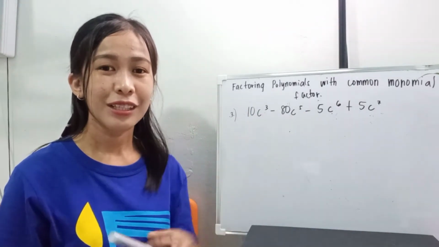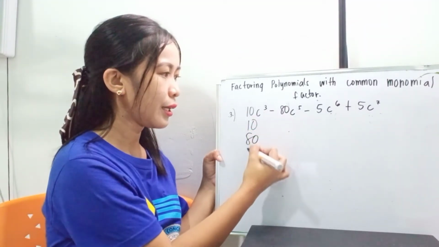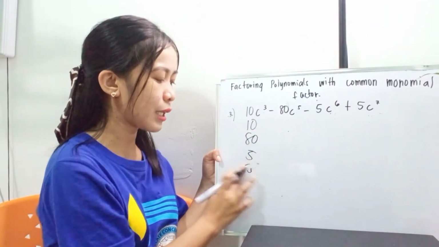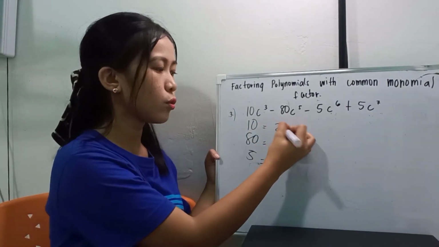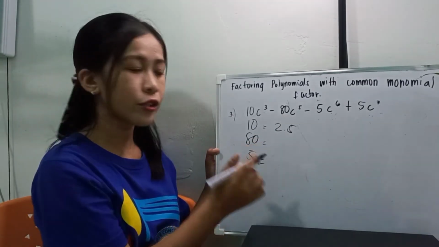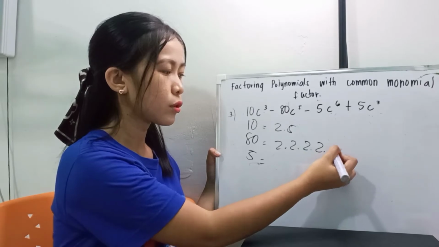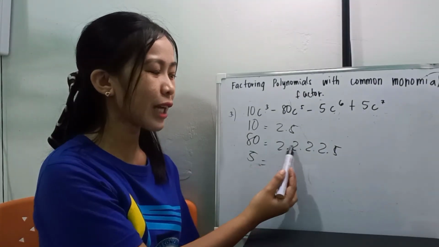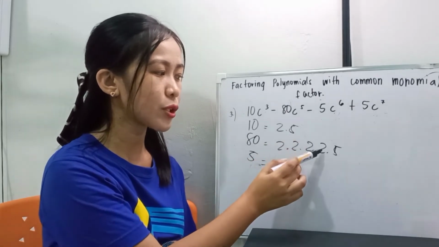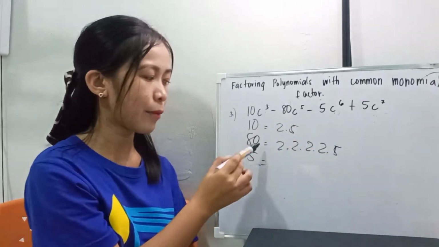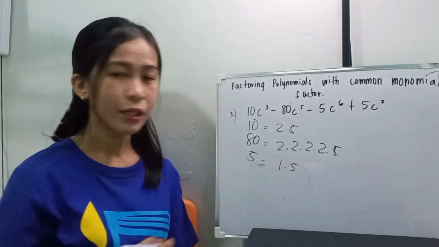Right? But, let's still do the listing method. So, we have 10, 80, 5, and 5. So, let's just combine the 5s. And then, the factors of 10 is 2 times 5. Factors of 80, we have 2 times 2 times 2 times 2 times 5. Why? Because 2 times 2 is, of course, 4. Times 2 is 8. Times 2 is 16. Times 5 is 80. Alright? And then, we have 1 times 5 in here.